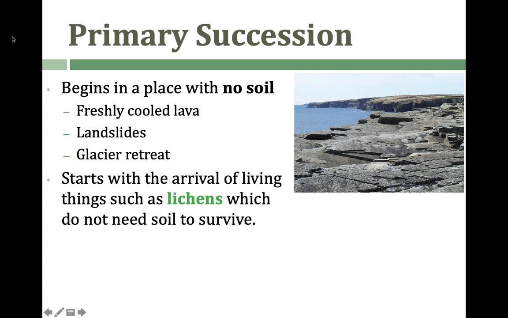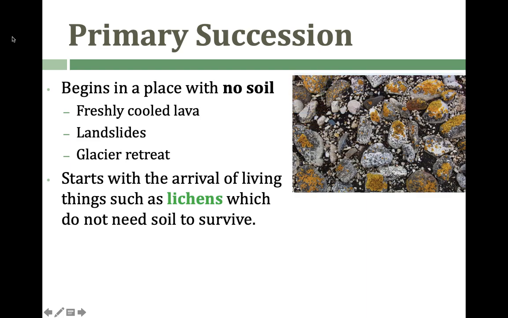Now, the way life starts is quite interesting. It starts with the arrival of lichen, typically, which is one of the very few producers that does not need soil to survive. It can grow on straight-up rock. Here is a picture of some lichen growing on different rocks. I guarantee you've seen lichen. It looks very similar to moss. Moss is closely related.